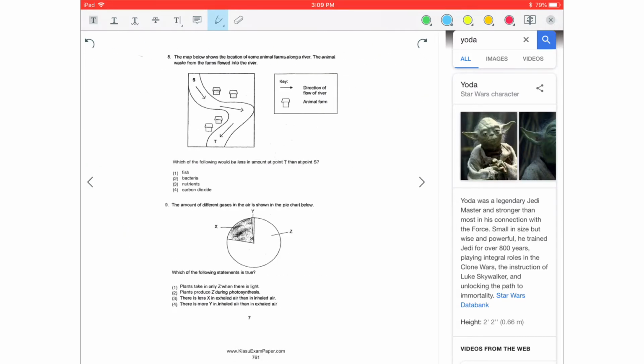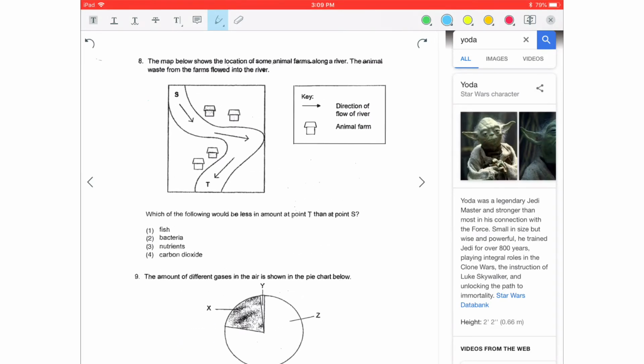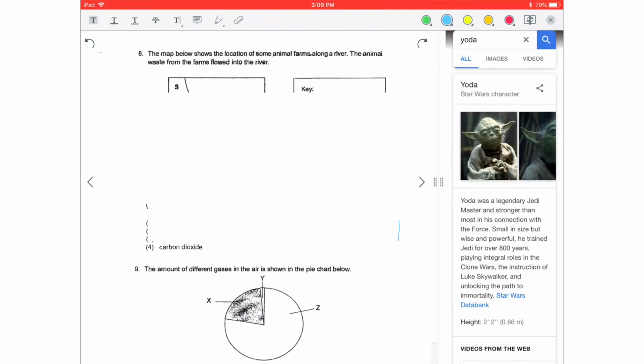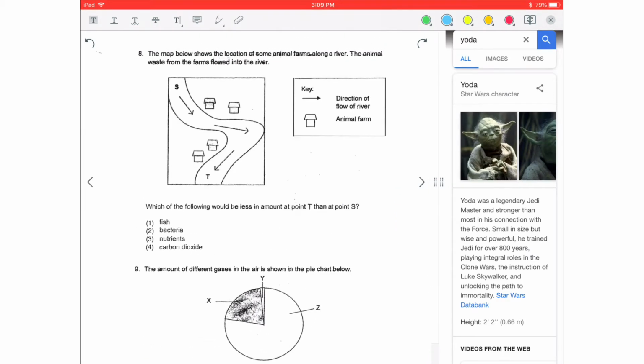Okay, so which of the following will be less in amount at point T than at point S? So there is like pollution, right? Because it's along animal farms. 1. Yeah, 1 is correct. There's less fish because they will be fishing, right? All the little kids, they got nothing to do, what they do? Go fish, right?